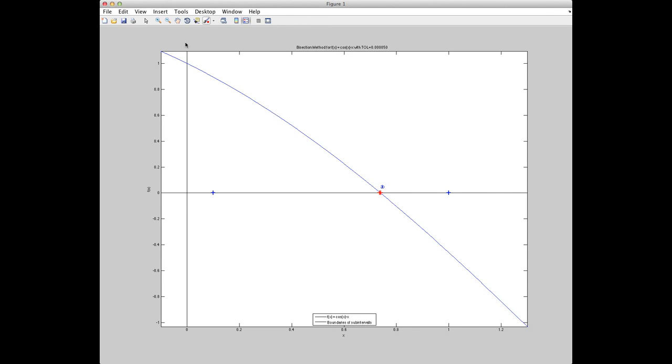You notice that the interval gets smaller and smaller, and eventually we get close enough to our root. By close enough, I mean within some tolerance which we define before we start running our program. In this case, my tolerance is 5 times 10 to the minus 5. But here we have a root. This converged to 0.7391 plus or minus 5 times 10 to the minus 5. And that's the bisection method for finding roots to an equation.